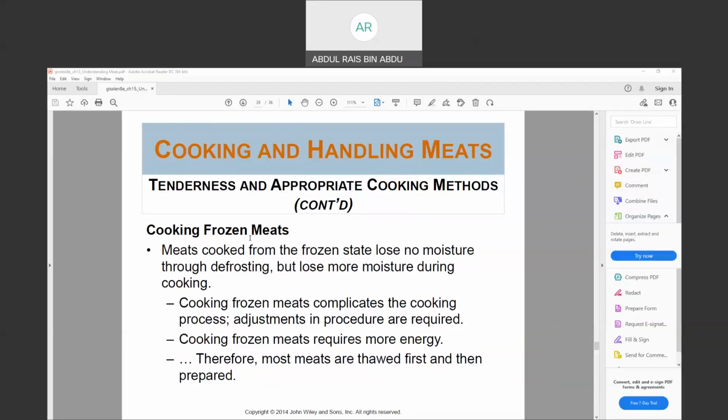Cooking frozen meat. Meat cooked from a frozen state loses no moisture to defrosting, but loses more moisture during cooking. Cooking frozen meat complicates the cooking process, and adjustments need to be made. If you want to cook whole frozen meat, it requires more energy, therefore more meat. So that's why most meat is thawed first, then prepared.